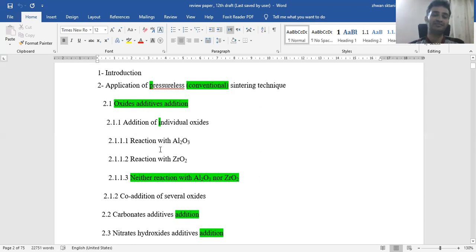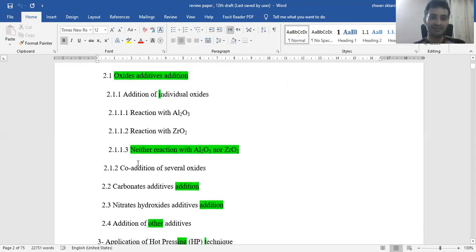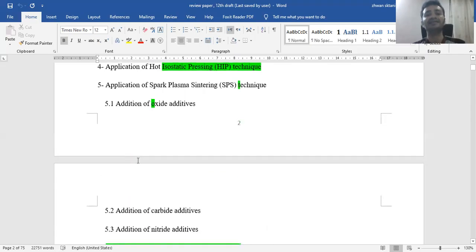which is whether a substance inside the matrix reacted with the additive, alumina, zirconia, or none of them. So in a review paper, you have to find the headings and subheadings very carefully. But you can do that after finding the title, as we explained earlier. After you find the content, headings and subheadings, then you can start writing.